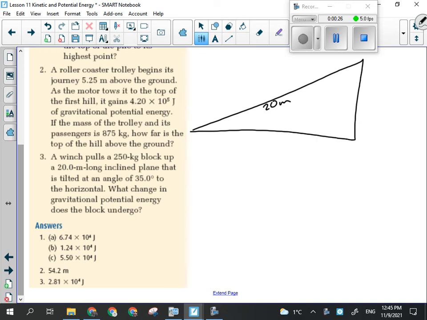Okay, so this is 20 meters. There's a block on it that's 250 kilograms. Okay, the angle is 35 degrees. Okay, and we are looking for what's the change in the gravitational potential energy that the block undergoes.